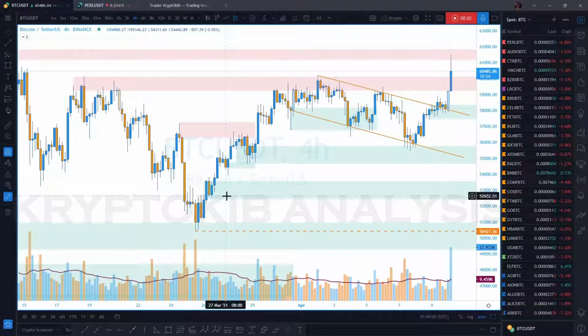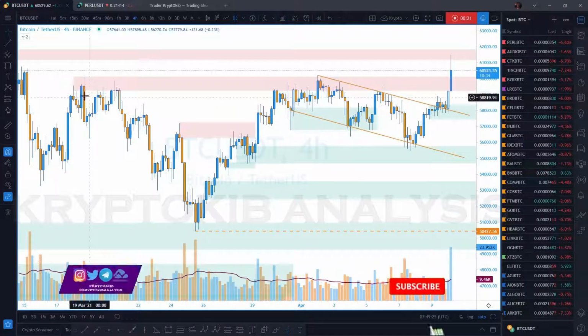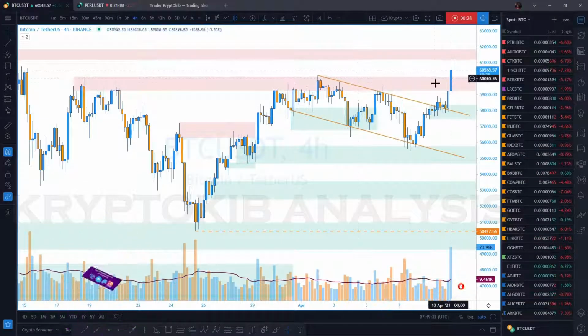Hello, good morning. This is Crypto Kib once again, and I woke up to seeing the break of this supply on the Bitcoin USDT chart on the 4 hour. This supply has been an area that has been very wicked and stubborn in recent times, all the way from the 18th of March 2021 to this very date. And then we have a break of it today after the formation of this descending channel.